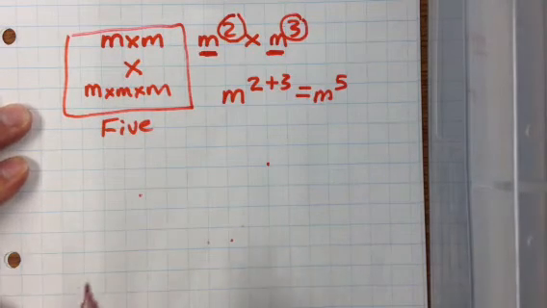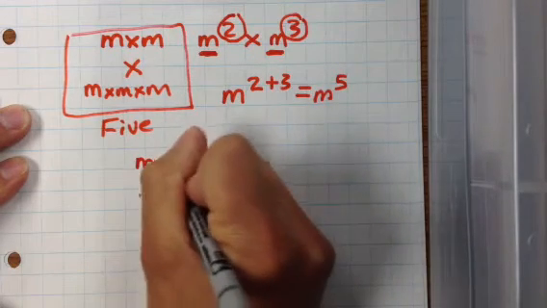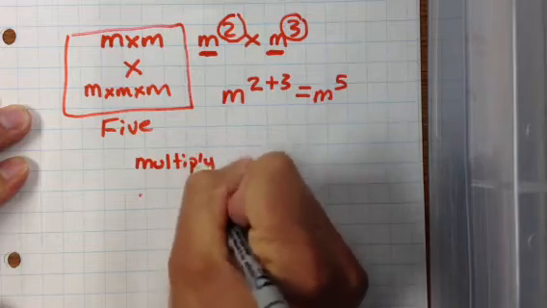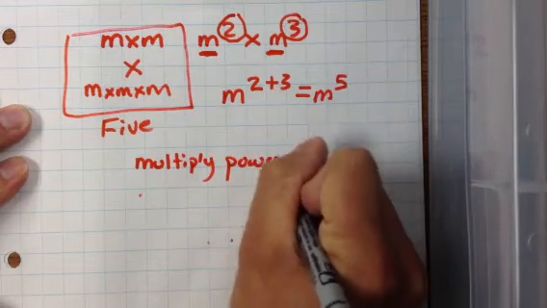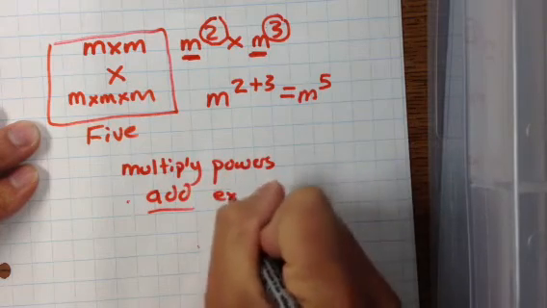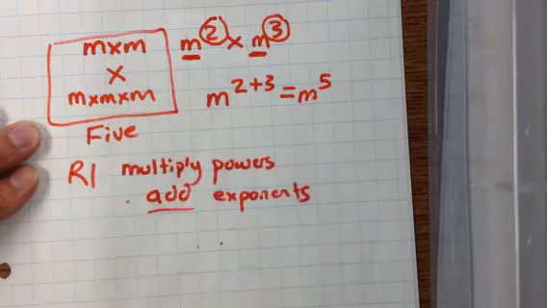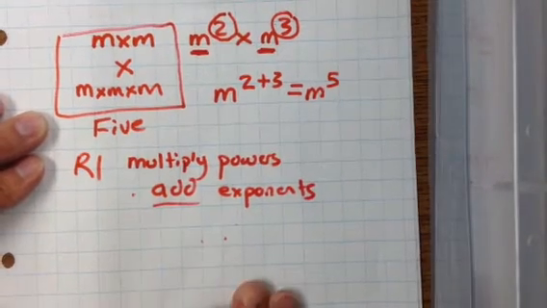So that's the rule that you'll learn for multiplication: when you multiply powers, you add the exponents. Okay, so that's rule 1. Okay, let's move on to the second rule.